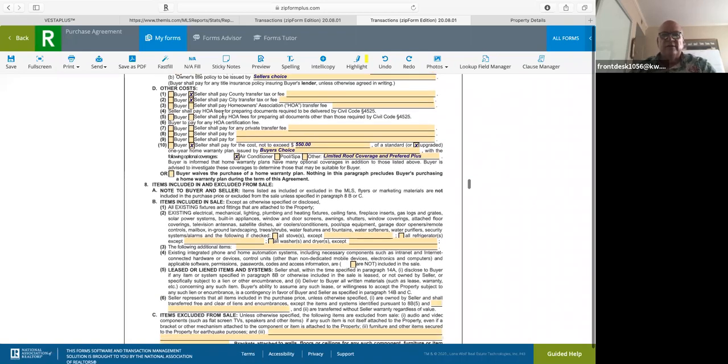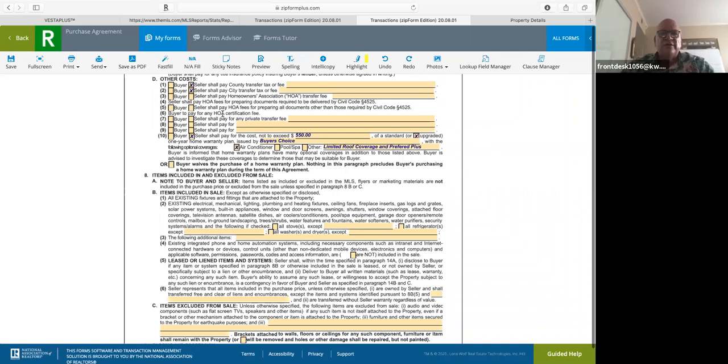The next section is other costs, and these are traditionally paid by the buyer or seller or both. So under other costs, I'm going to put seller shall pay the county transfer tax. Seller shall pay the city transfer tax. If there's an HOA fee, a transfer fee, or HOA docs, those would be in these next sections. And again, that would be a seller paid cost.